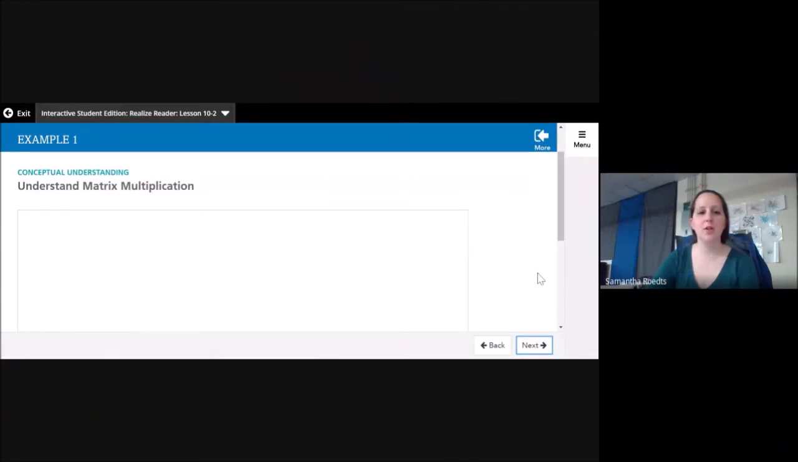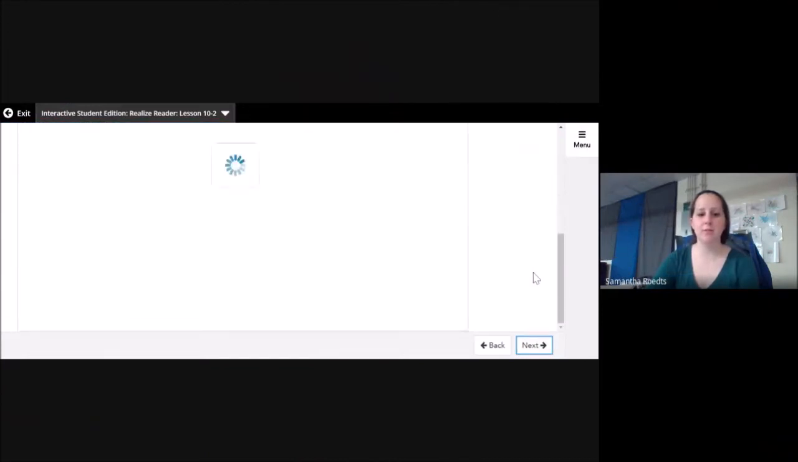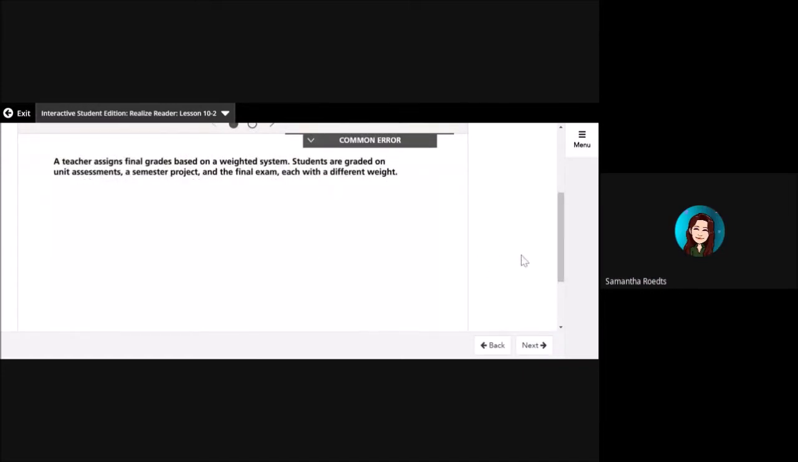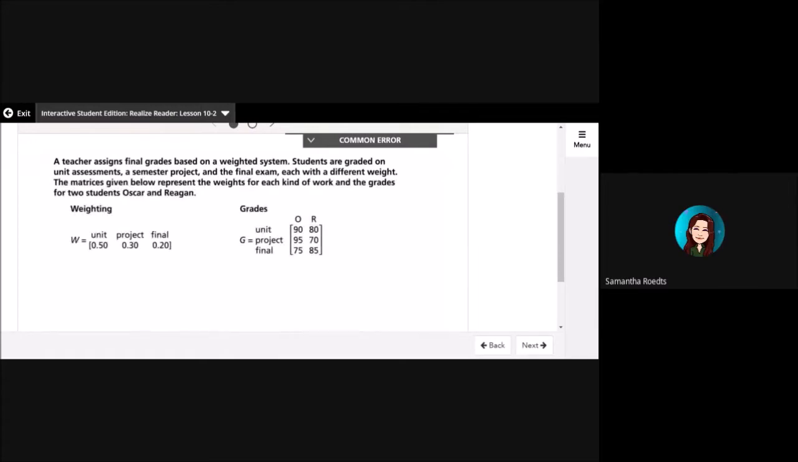Example 1, understand matrix multiplication. A teacher assigns final grades based on a weighted system. Students are graded on unit assessments, a semester project, and the final exam, each with a different weight. The matrices given below represent the weights for each kind of work and the grades for two students, Oscar and Reagan. What are the final grades for each student?